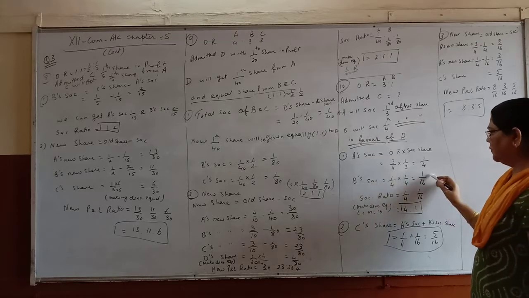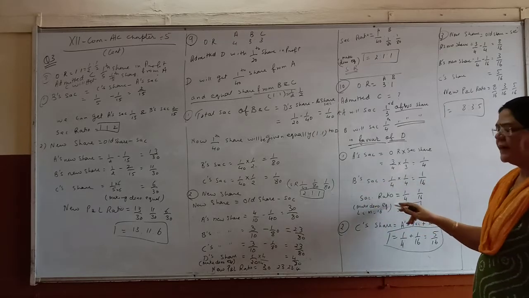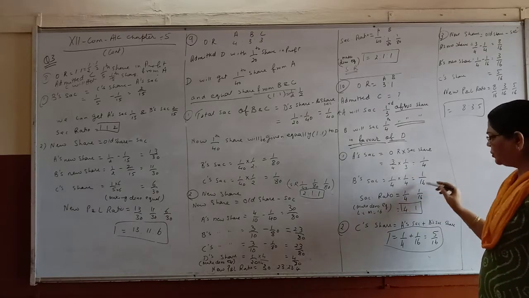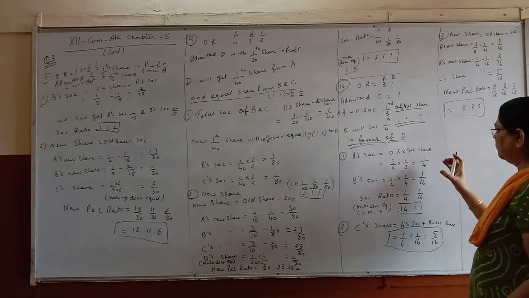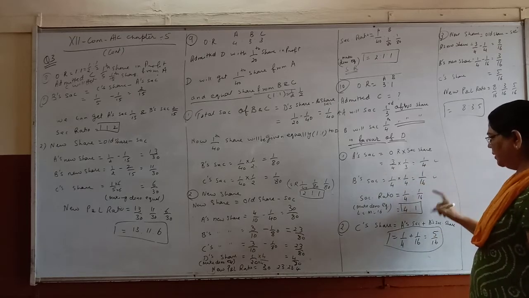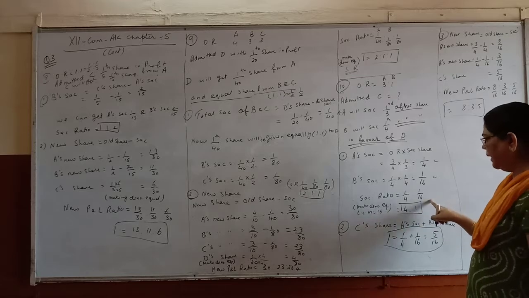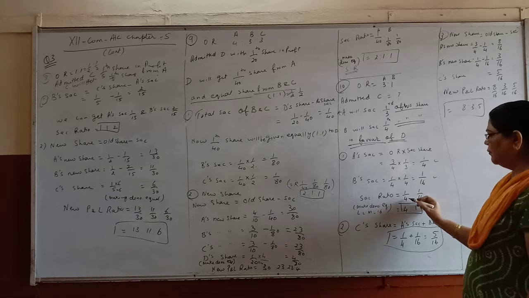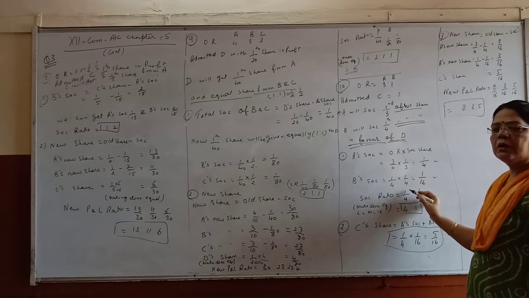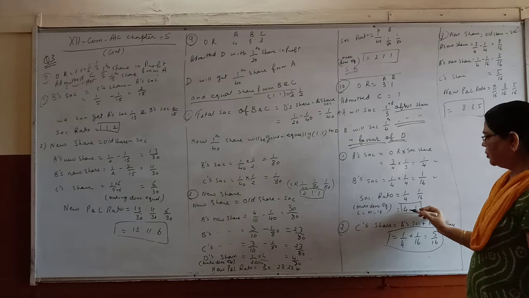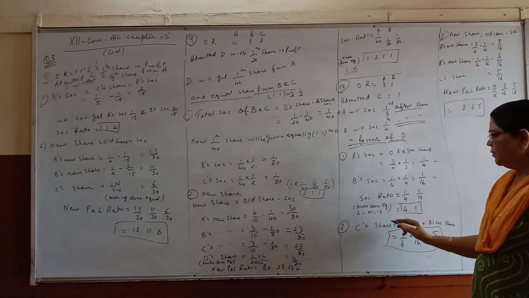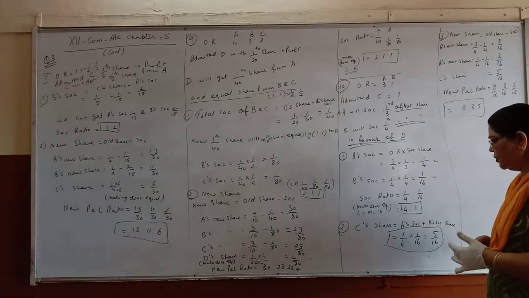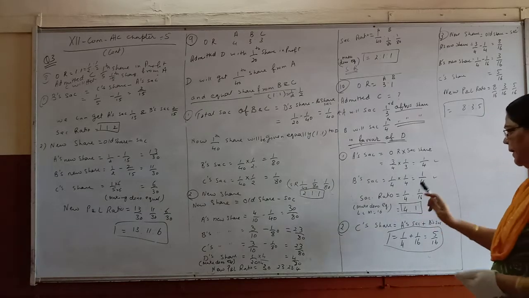1 upon 4. So you will get 1 upon 16. So therefore the sacrifice ratio we can find out: 1 upon 4 is to 1 upon 16. Making the denominator equal, you will get 4 is to 1. How did I get this? 4 you multiply by 4, and 1 also you multiply by 4. So you will get 4 is to 1. That is the sacrifice ratio of A and B.